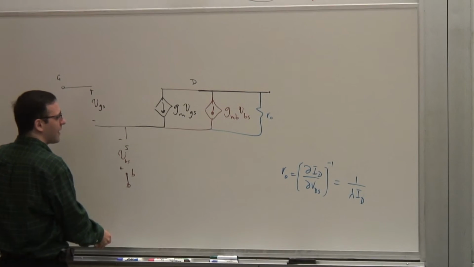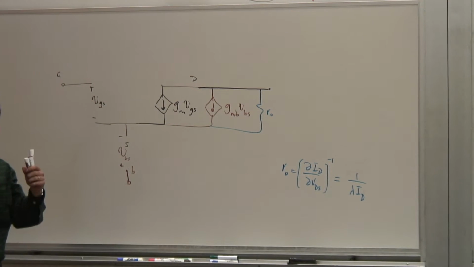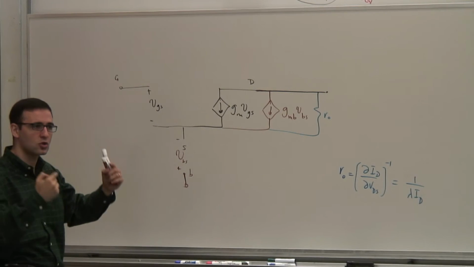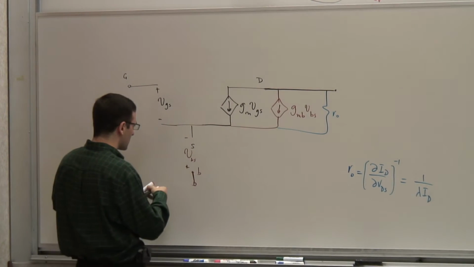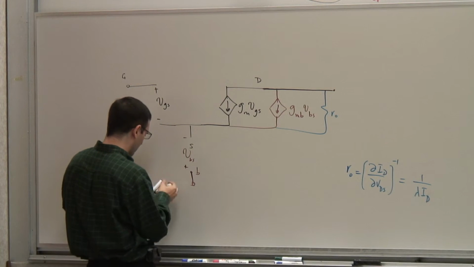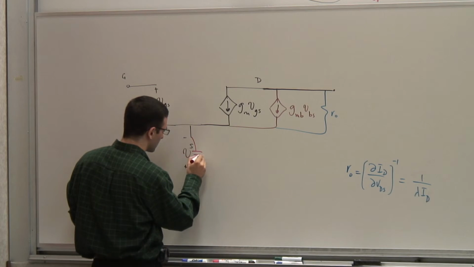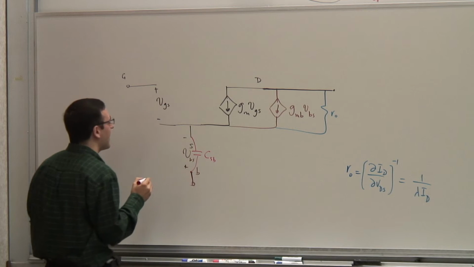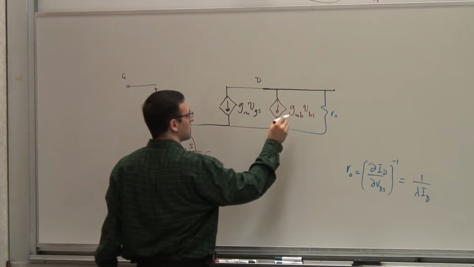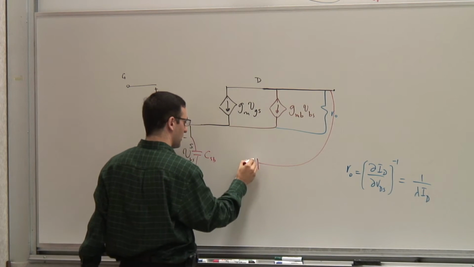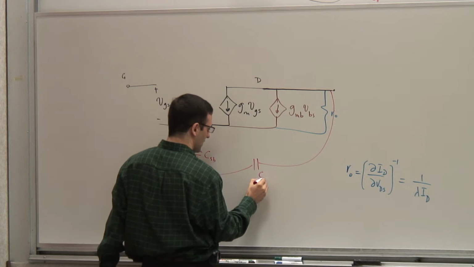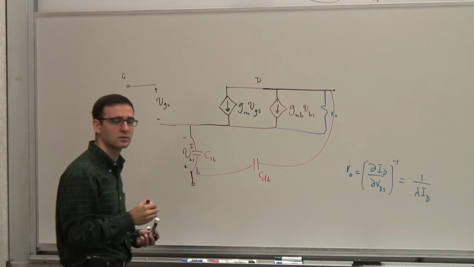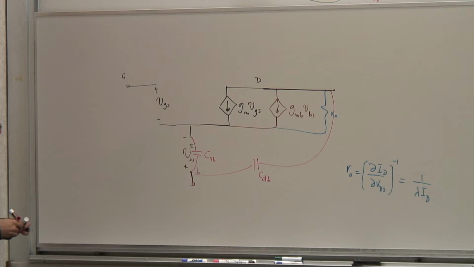So where are they? They're between the drain and bulk and source and the bulk. So one is between the source and the bulk. So one is down here. So this is CSB. And then the other one is between the drain and the bulk. So it's between here and there. CDB. Okay, so I have to know about those. That's fine. I can calculate it from that expression.